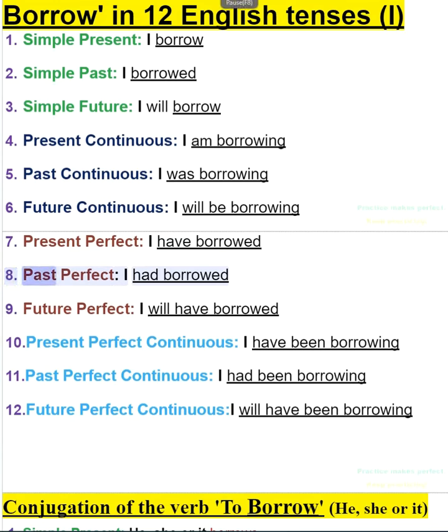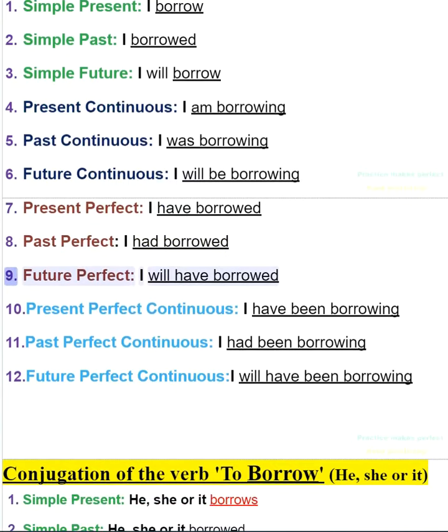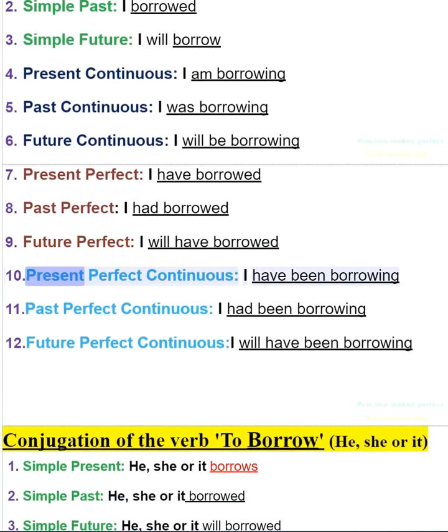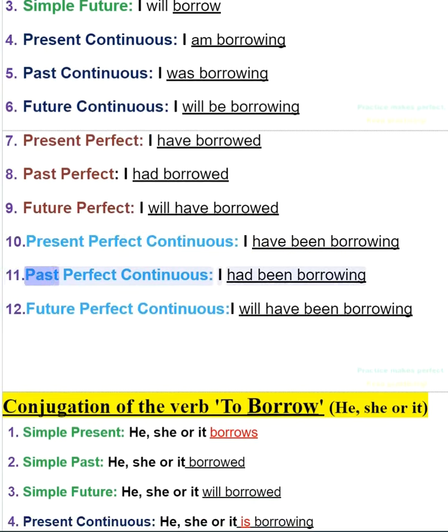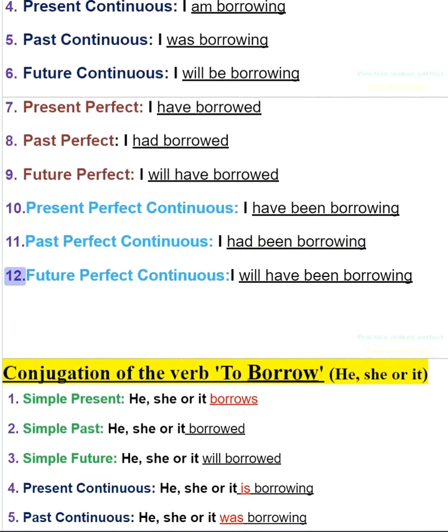8. Past perfect, I had borrowed. 9. Future perfect, I will have borrowed. 10. Present perfect continuous, I have been borrowing. 11. Past perfect continuous, I had been borrowing. 12. Future perfect continuous, I will have been borrowing.